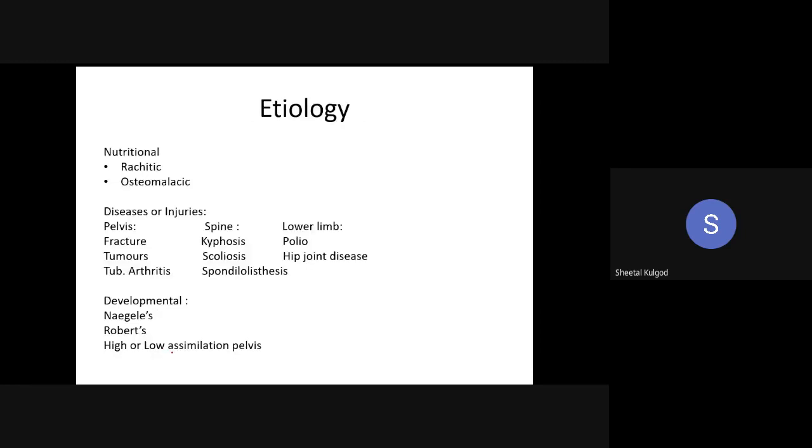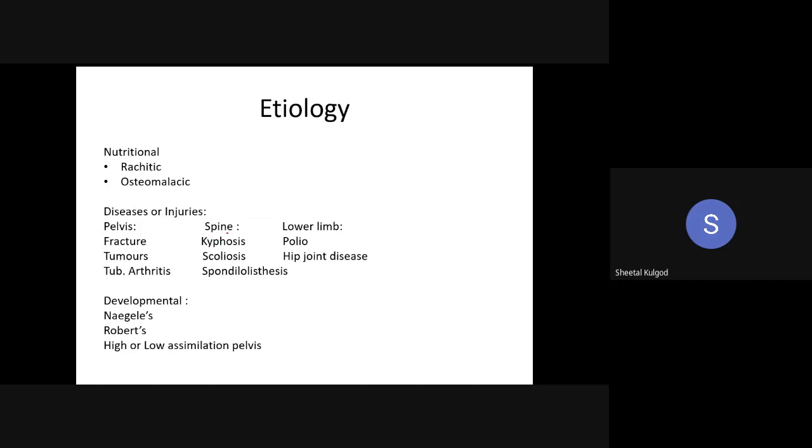Why could there be a contracted pelvis? The reasons for the contracted pelvis could be nutritional, as it is caused due to severe vitamin C deficiency in the early childhood or in the adulthood. It causes rachitic pelvis or the osteomalacic pelvis. And then it could be because of diseases or injuries to the pelvis. So in case of pelvis, it could be fracture, tumors, or tubercular arthritis.